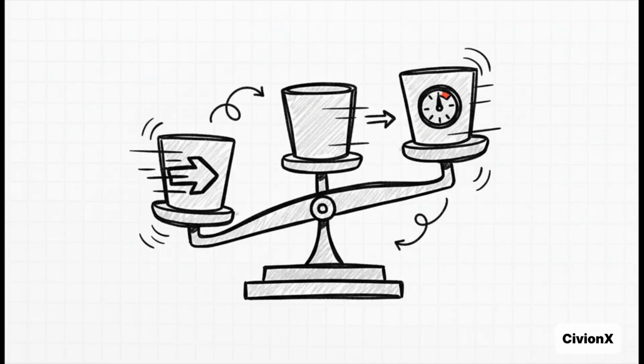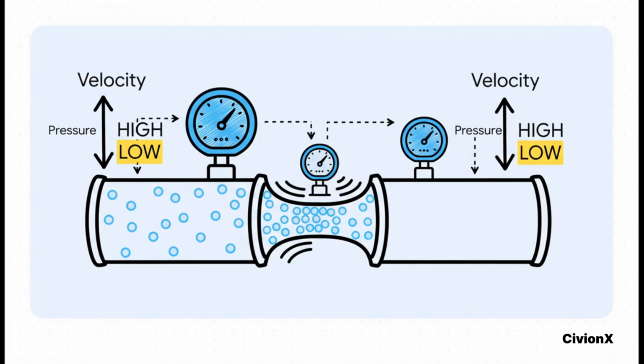Let's put it even more simply. The fluid has a fixed energy budget. That's it. It can shuffle energy between its 3 accounts. It can trade some pressure for some speed or some height for some pressure, but the total amount of energy in the system always stays the same. Now this is the most important consequence of Bernoulli's principle.